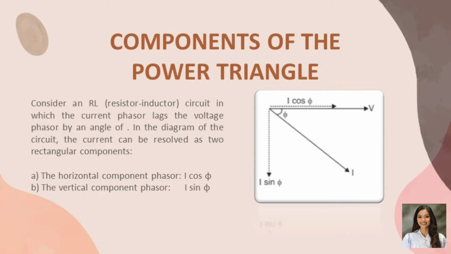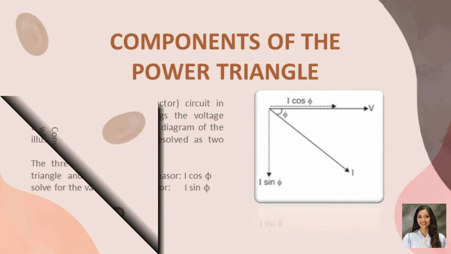That is the diagram. On A, the horizontal component phasor, I cos theta, and B, the vertical component phasor, I sin theta. Note that the horizontal component phasor is always in phase with reference voltage V, while the vertical component phasor is always 90 degrees out of phase with reference voltage V.